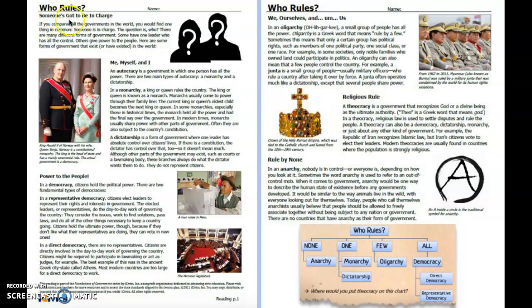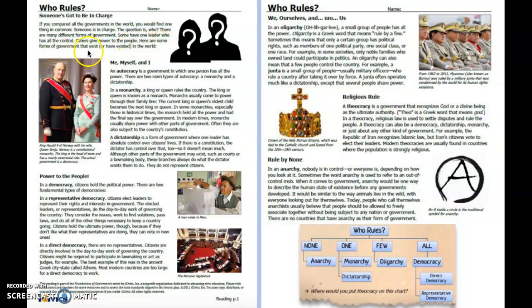Who rules? Someone's got to be in charge. If you compared all the governments in the world, you would find one thing in common. Someone is in charge. The question is, who? There are many different forms of government. Some have one leader who has all the control. Others give power to the people.